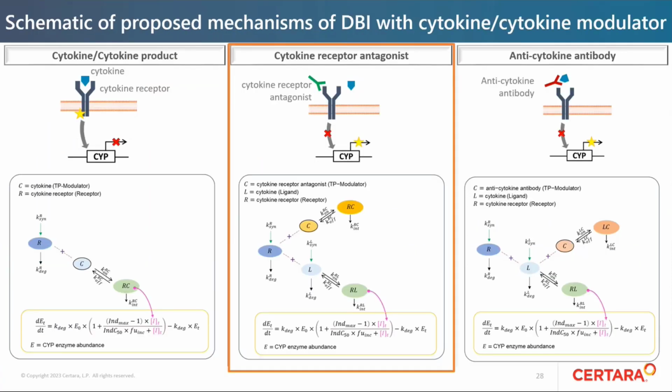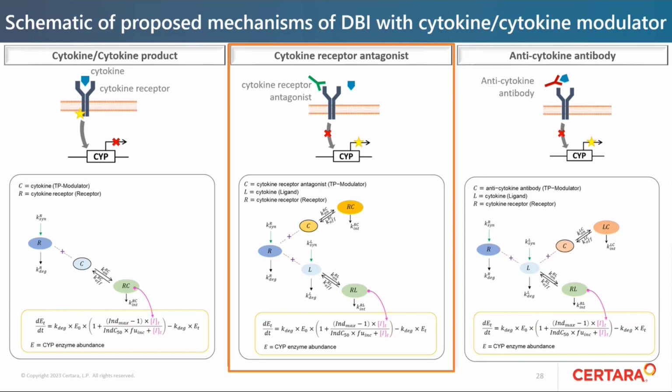And here is the schematic of the proposed mechanism, looking at the three typical scenarios. So cytokine binds to the cytokine receptor and initiates the intracellular signaling, which leads to the transcriptional downregulation of some CYP enzyme. When the cytokine receptor antagonist or anti-cytokine antibody kicks in, it blocks the cytokine from binding to its receptor. Therefore, the suppressive effects on CYP enzyme will be removed and CYP activity will be restored. The suppression effects on CYP will be modeled using the same turnover model as we use for the small molecule drug, where the suppressor reduces the synthesis of CYP enzyme.